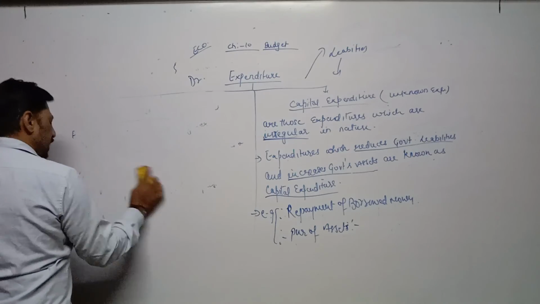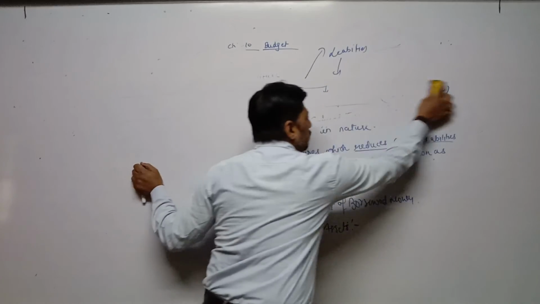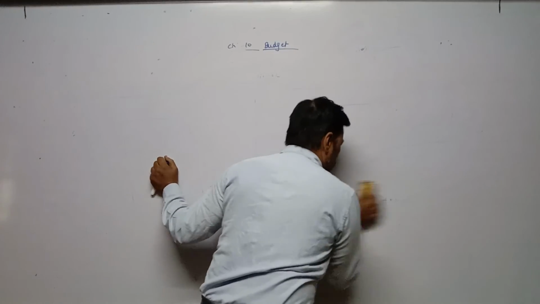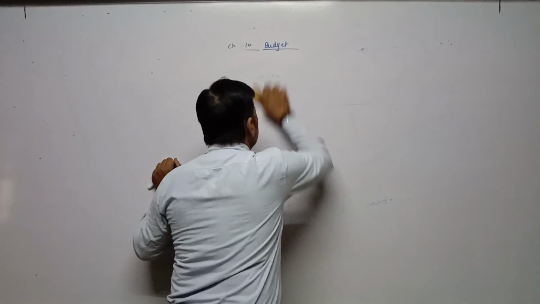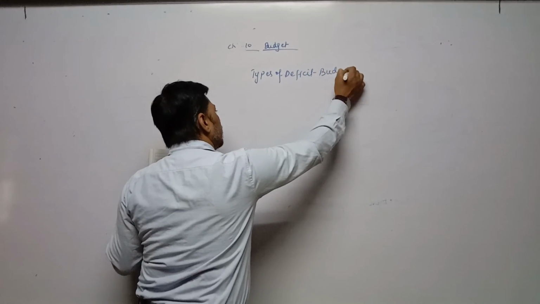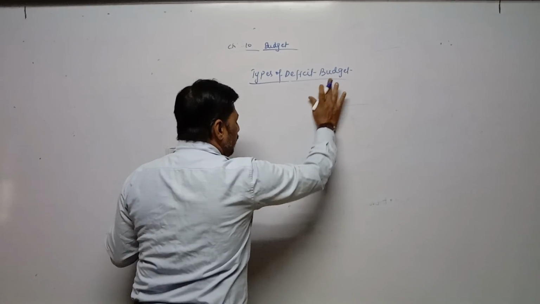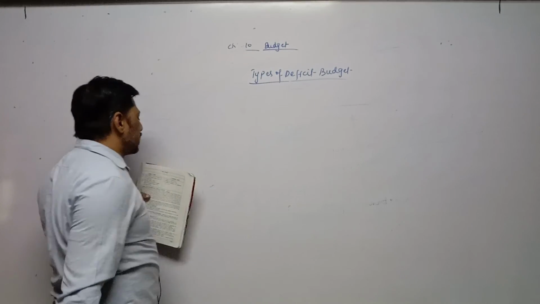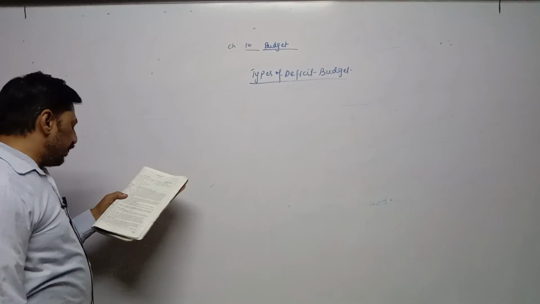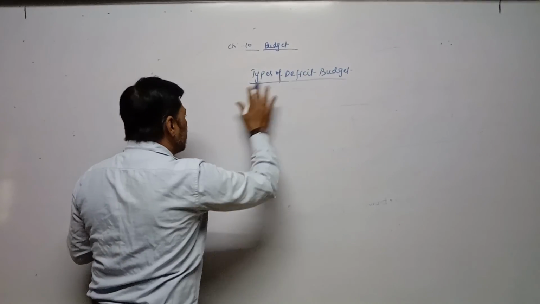Now the last topic, only points I am writing, then explanation in the next lecture. Types of deficit budget. Deficit budget we have already done. Deficit budgets are those budgets in which expenditures are more and income is less. Whenever expenditure is more and income is less, it is called a deficit budget. So these are of different types, or we can say at different levels. When we are measuring deficit budget, it has different names.